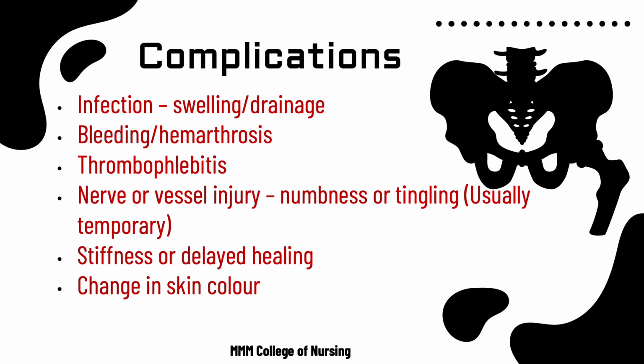The nurse has to watch out for the following complications. The patients also have to be educated about the signs and symptoms of these complications so that they will come back to us and inform so that necessary steps can be taken. And preventive aspects also the nurse has to keep in check. The infection, which can be seen as swelling or drainage from the wound, bleeding or hemarthrosis, thrombophlebitis can occur, nerve or vessel injury, which is manifested by numbness or tingling, which is usually temporary, stiffness or delayed healing, and change in skin color.